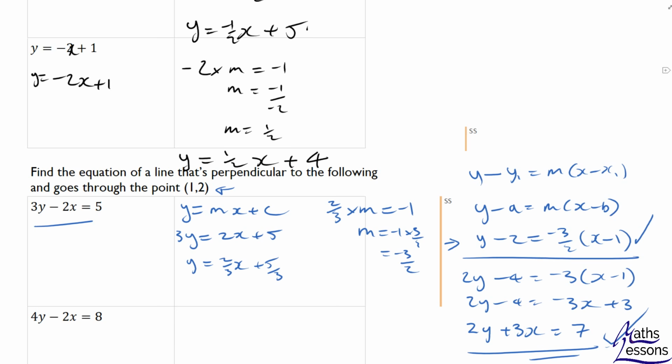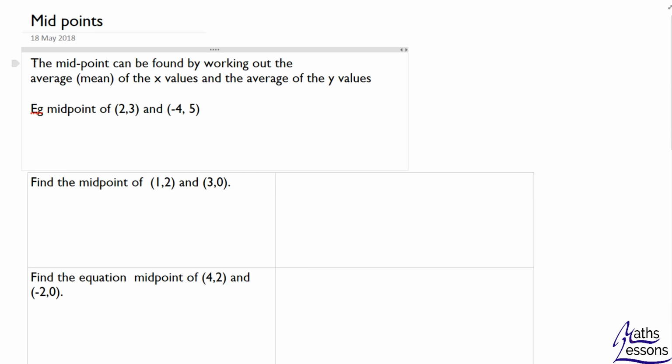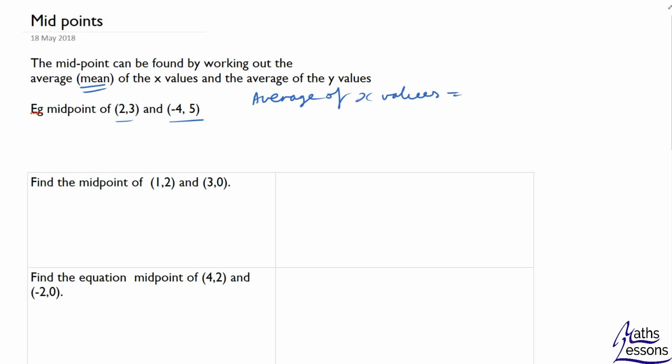Just before we go on to do the tricky problem, let's have a look at one other thing you need to be able to do, which is find midpoints. Now, the midpoint can be found by working out the average of the x values and the average of the y values. What do I mean by that? Well, here's a point, 2, 3, and -4, 5. So the average of the x values, or technically we should say the mean, but you can use average, that's okay.